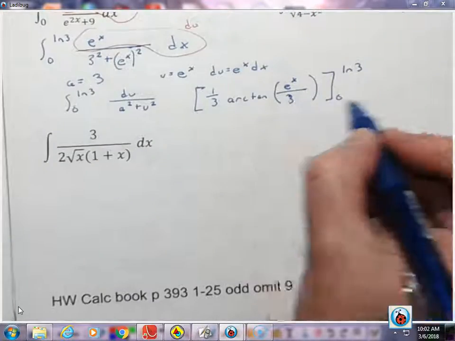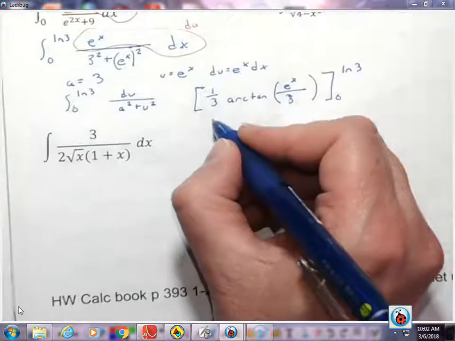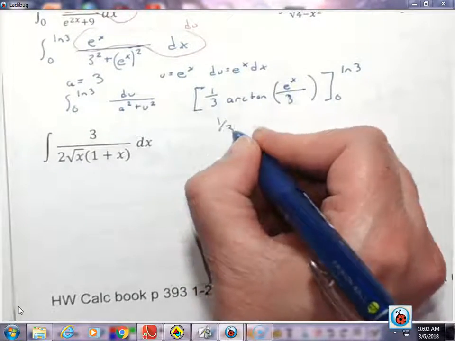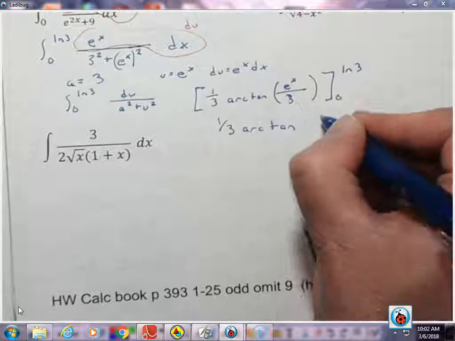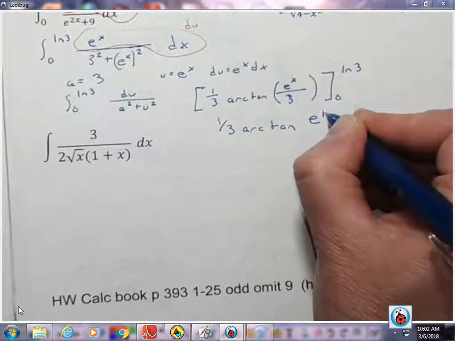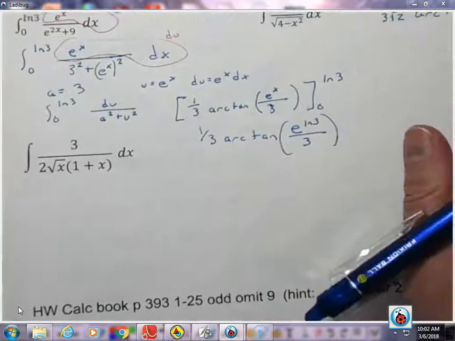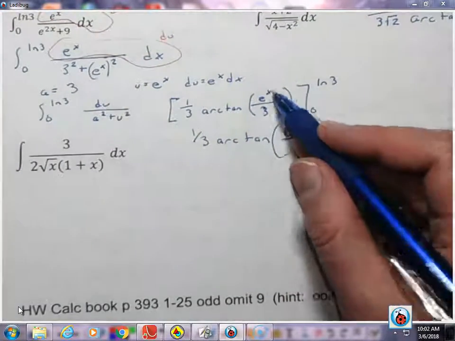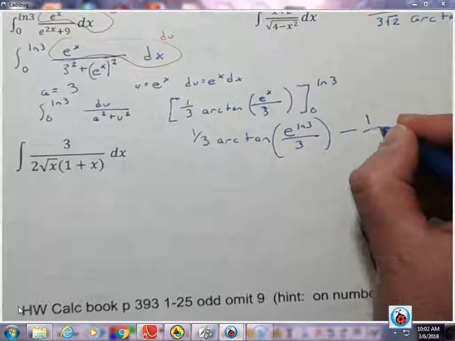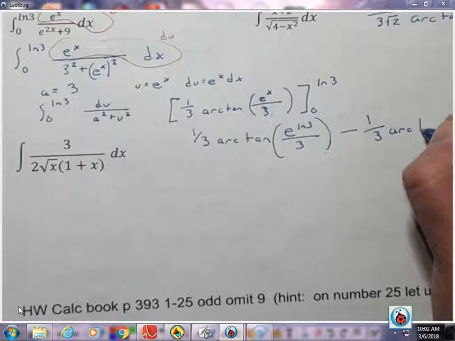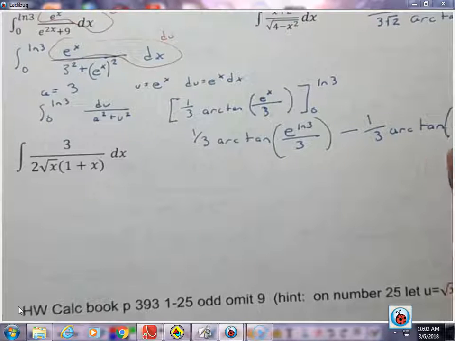Alright. So now all I have to do is substitute in bounds. I'm using up part of my room for the other problem. But 1/3 arctan, this would be e to the ln of 3 over 3. I'm substituting in ln of 3 for that. Minus 1/3 arctan e to the 0 over 3.